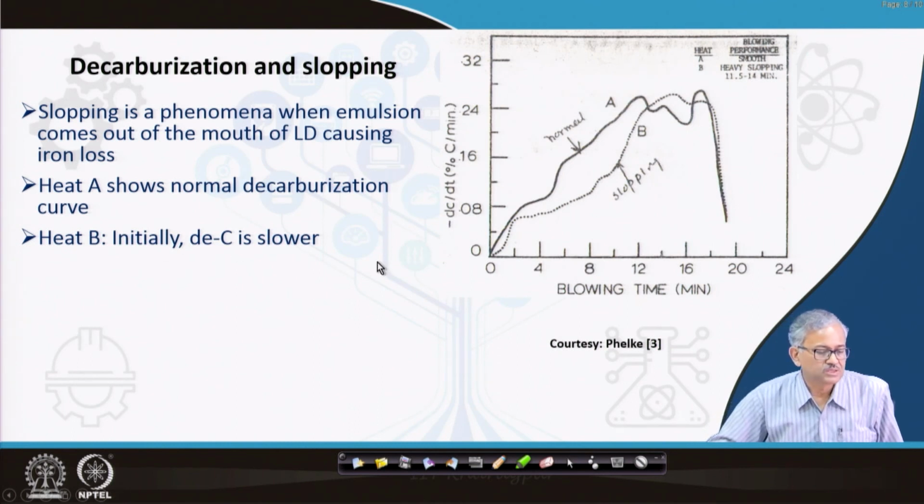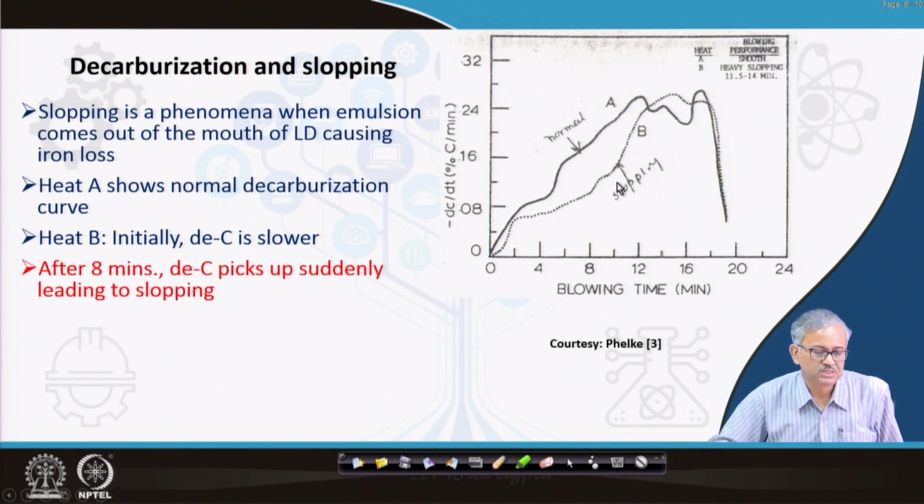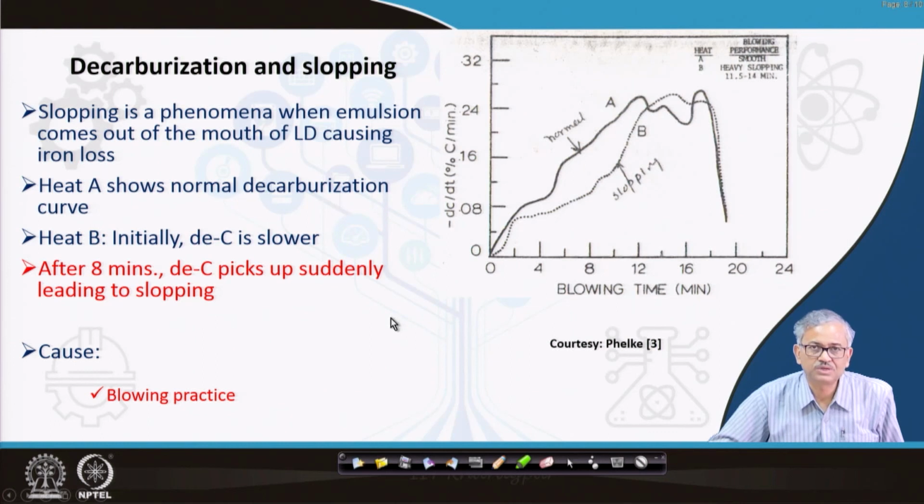So, as I said, in case of heat B, decarburization is slower initially and then after 8 minutes decarburization picks up suddenly leading to slopping, and the reasons are, one is the blowing practice, because here you can do the hard blow suddenly, you want to remove the carbon first, you can do that, but if you want to do it fast, it will not be fast, but it can lead to slopping.